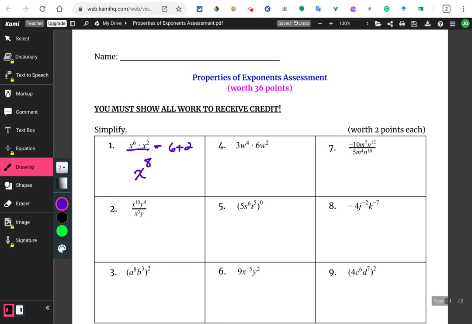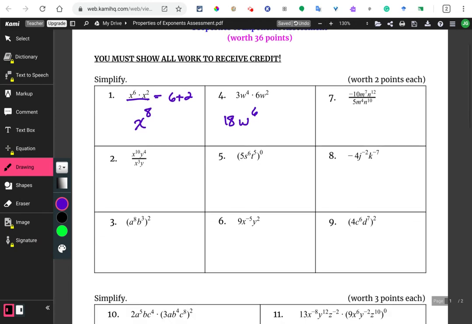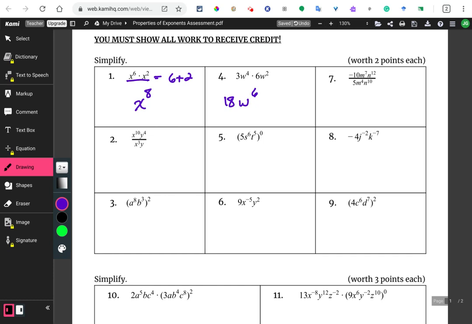Let's do number 4. So you have 3w to the fourth times 6w to the second. You have that 3 and the 6. Let's multiply those. 3 times 6 is 18. And the w to the fourth, w to the second, that's 4 plus 2, that's w to the sixth. Oh, I'm kind of going out of order here. That's okay. Let's do number 2.